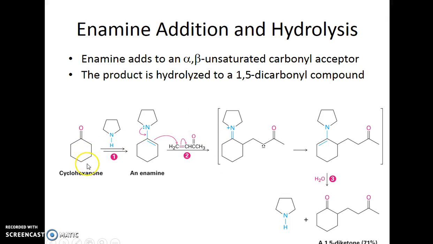Here's an example. Cyclohexanone mixed with pyrrolidine gives you an enamine. That gives you nucleophilic attack. Here we get nucleophilic attack on the unsaturated carbonyl. And we've got negative charge here now. Now when we wash with water, what happens? We get protonation here. But another thing happens: this gets cleaved back to the ketone. We end up with a 1,5 dicarbonyl compound.